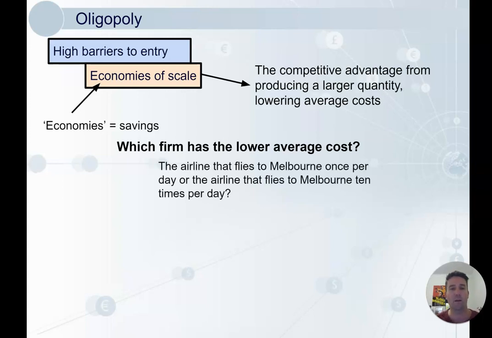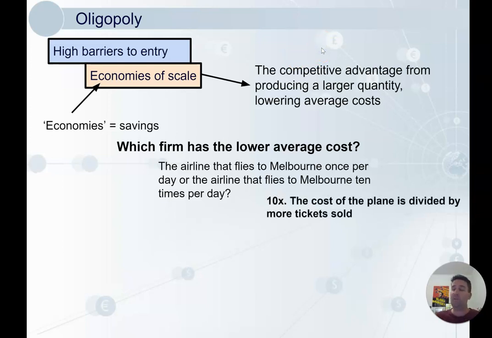You'll get the point. The airline that flies to Melbourne once per day, do they have a lower cost? Or is it the airline that flies to Melbourne 10 times per day? Now, I think we know this, right? It's the one that flies 10 times. The cost of the plane, they've got to buy a plane to do the flights, right? The cost of the plane is divided by more tickets sold.